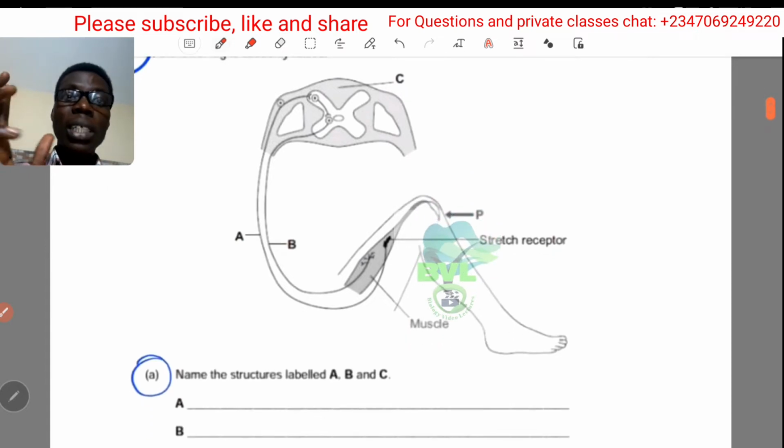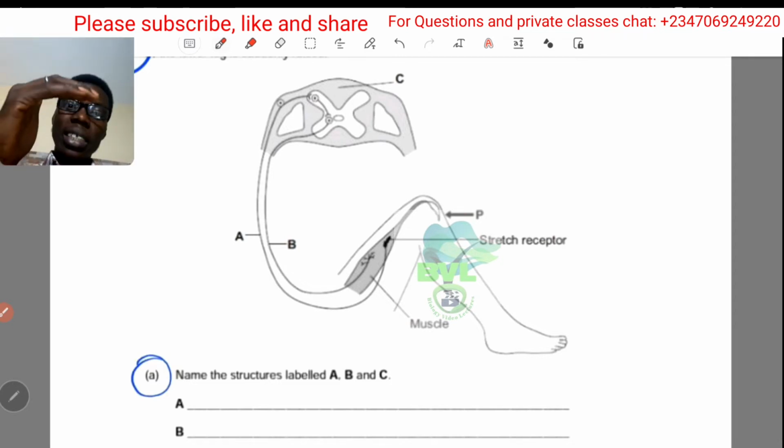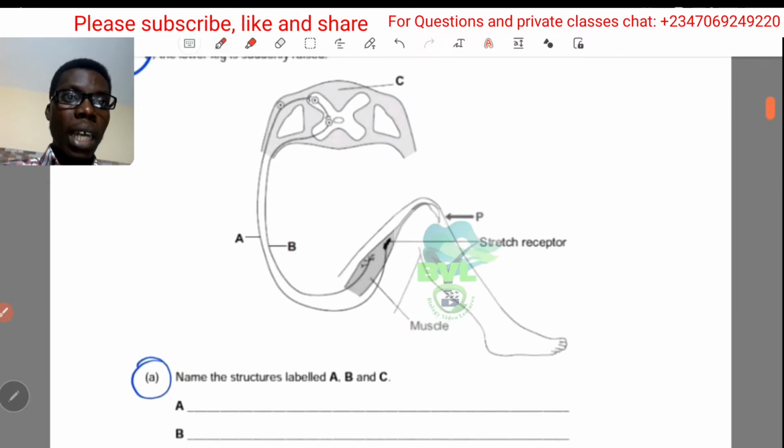Now, let me say this at this point. Try to answer the questions first before watching what I'm going to say. I'm saying you should pause the video and try to see if you can work out what A, B, or C is. You should do this for the other questions. That's the pattern. Then after you've tried, play the video to see if you got it. So A is the sensory neuron.